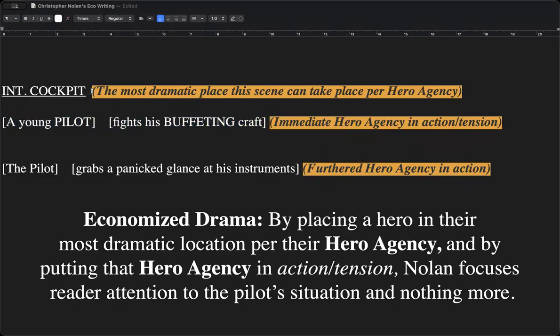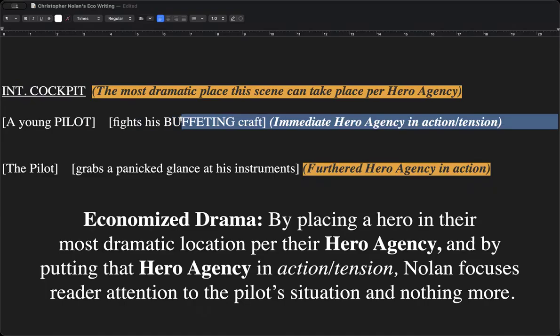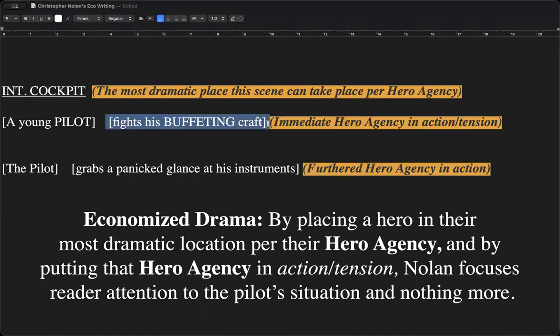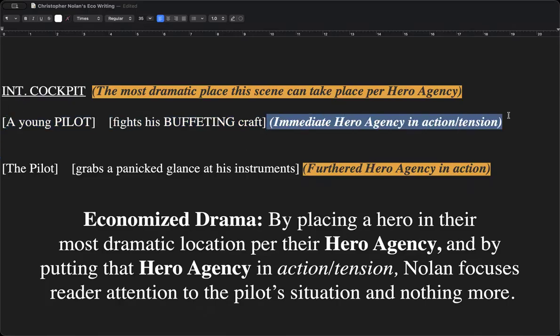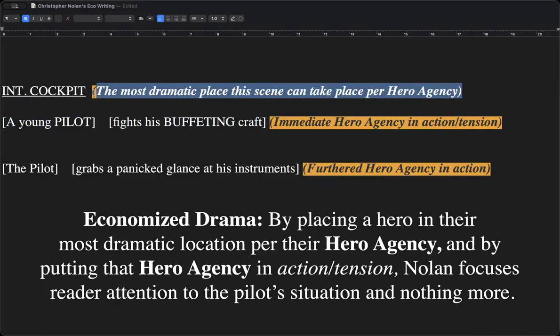So where do we put a young pilot? We put him in a cockpit. He's flying a plane. We don't see him in the airport. We don't see him getting ready to fly a plane. We see him in the plane, flying it. Not only that, we see him in action tension. He's fighting the buffeting craft. So we are getting a high power impact of agency, action tension immediately in an incredibly sparse, economized sentence. There's so much that we understand about this person just from this tiny little bit of information. Immediate hero agency in action tension, and we're able to do this because we put them in the most dramatic place per their hero agency.